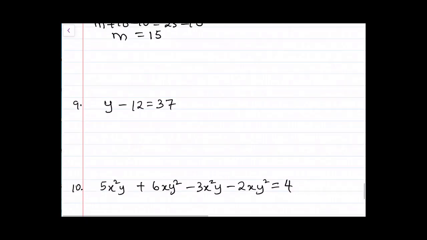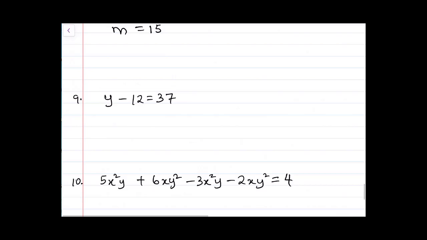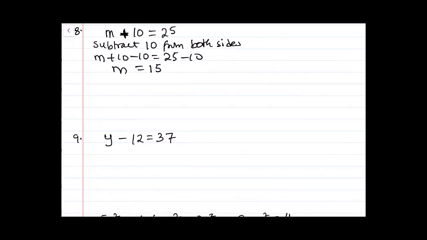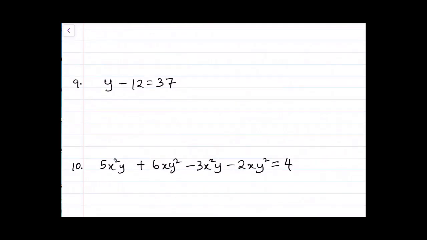And that takes us to number 9. The same concept applies here. If you notice, in question 8 we have plus 10. Now in question number 9 we have minus. So how do we solve for the value of y here? The first thing we're going to do, we're going to find a similar value to 12 to add to both sides to make it become 0 here.